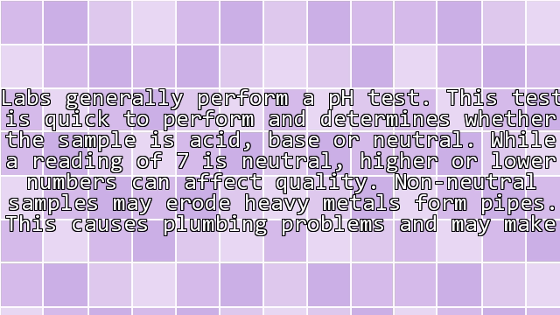Labs generally perform a pH test. This test is quick to perform and determines whether the sample is acid, base or neutral. While a rating of 7 is neutral, higher or lower numbers can affect quality. Non-neutral samples may erode heavy metals from pipes. This causes plumbing problems and may make consumers sick in the home.